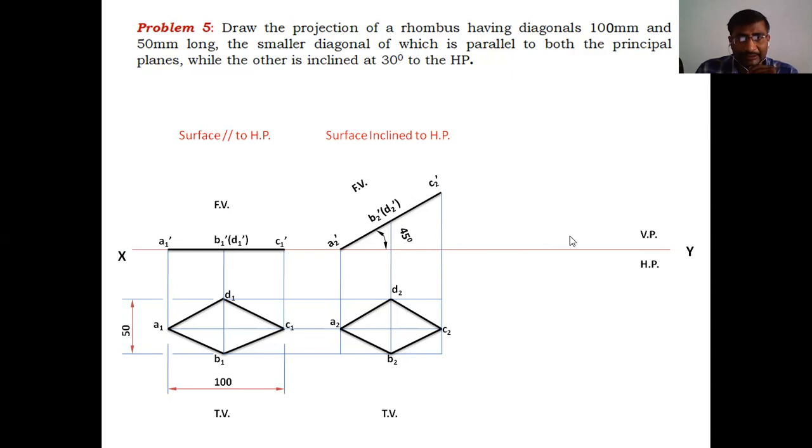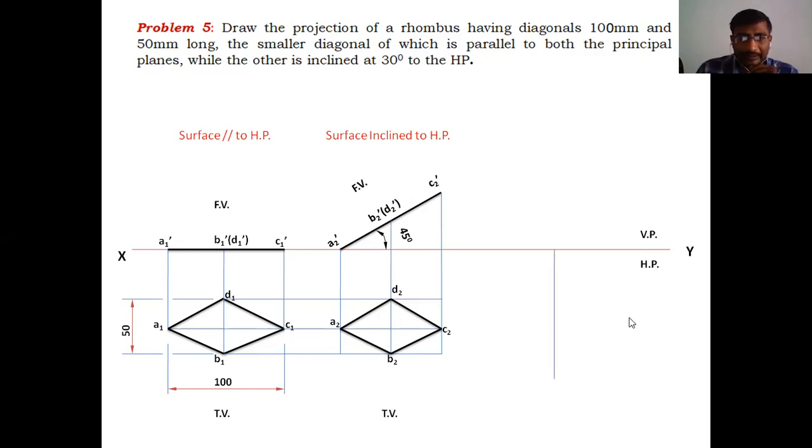Next, coming to the third stage. In this case the smaller diagonal is perpendicular to the XY line. But the condition given in the problem is that the smaller diagonal is parallel to both the principal planes. So the smaller diagonal must be parallel to the XY line in this case. So locate this smaller diagonal parallel to XY in the third stage.